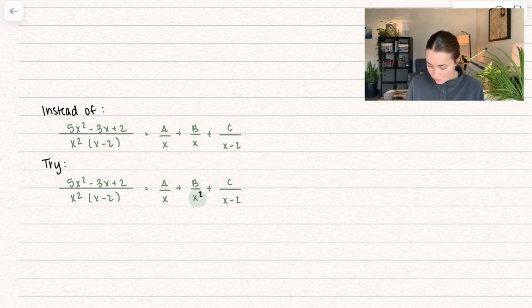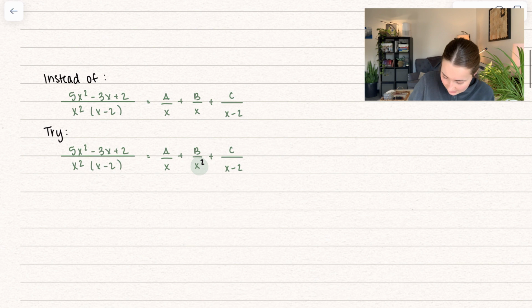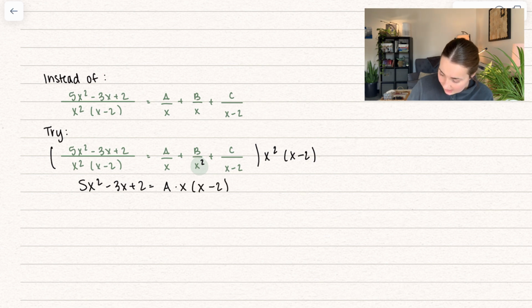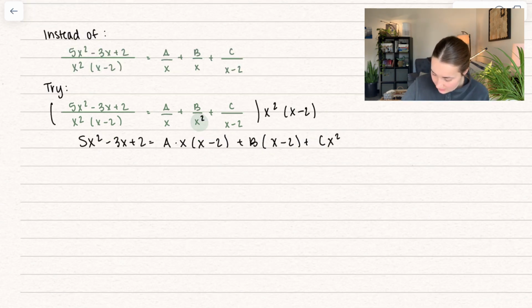So let's go ahead and try this out. I'm going to go ahead and multiply the entire thing by the denominator, x squared, x minus 2, and let's see what happens. We get 5x squared minus 3x plus 2 is equal to A times x minus 2, right? And now with B, that entire x squared cancels, and we have x minus 2 plus C times x squared. Let's go ahead and multiply this out.